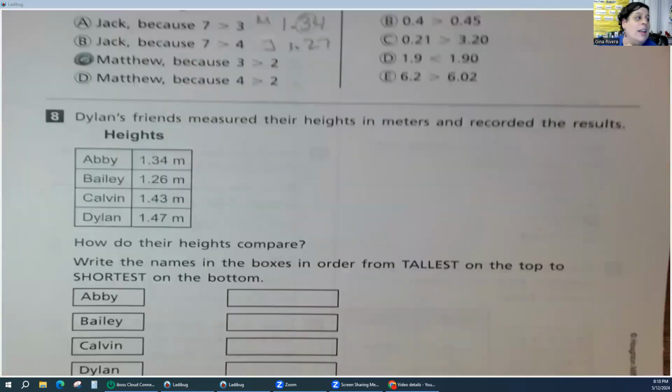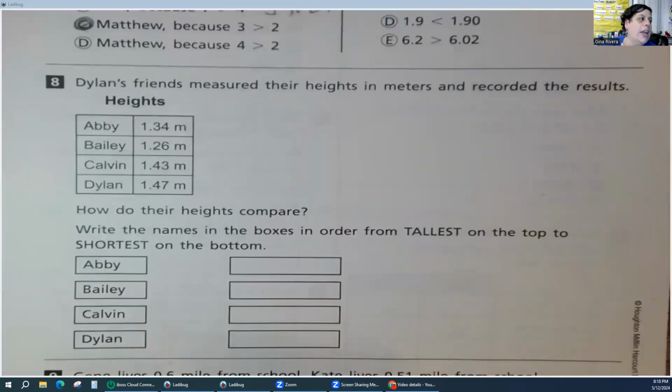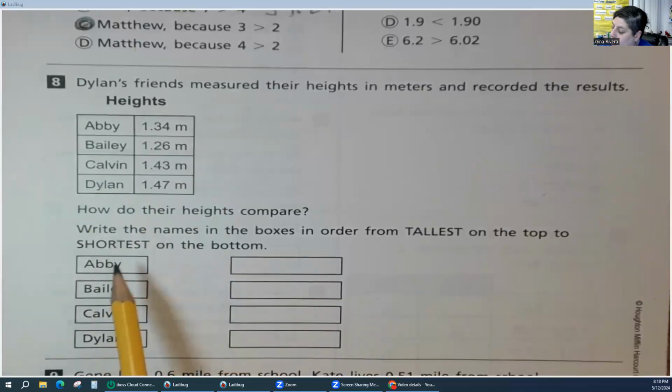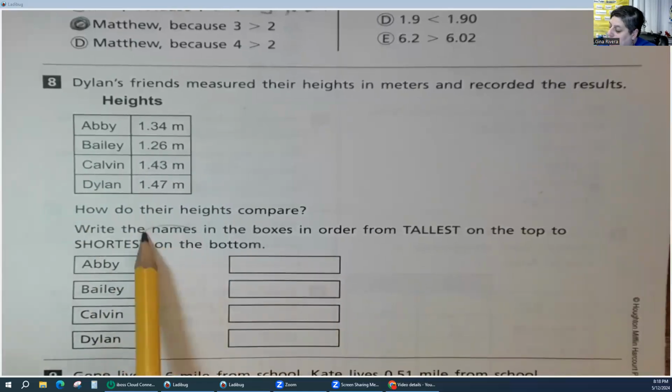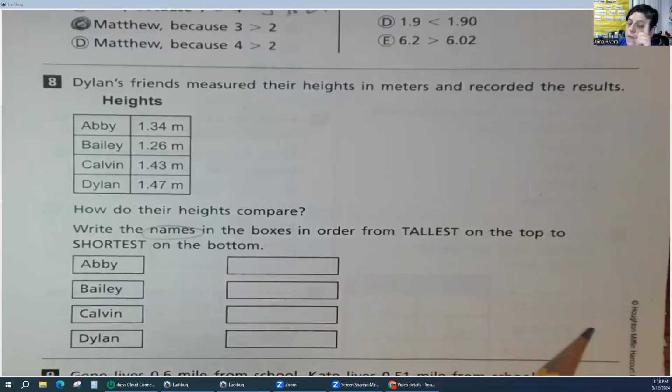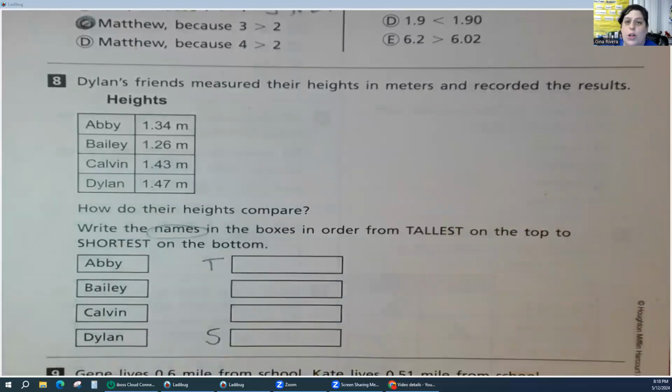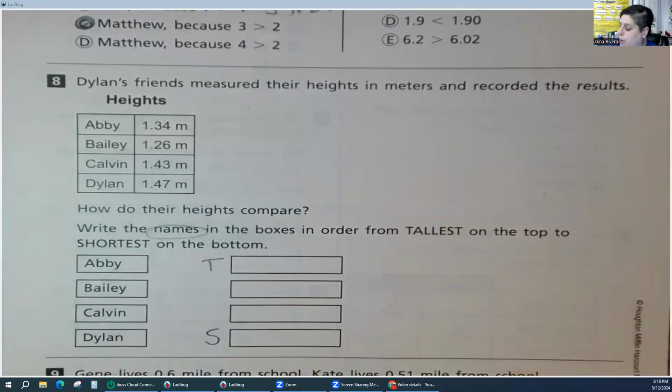All right, 8. Big problem, but don't worry, we got it. Dilla's friends measured their heights in meters and recorded the results. How do their heights compare? This is how much they were. We're going to write the names, not the numbers. Be very careful of that. Write the names in the boxes from tallest on the top to shortest on the bottom. You know that Ms. Rivera likes to write those letters so I don't forget.